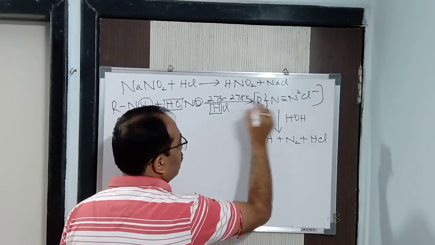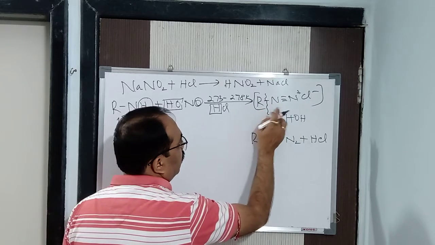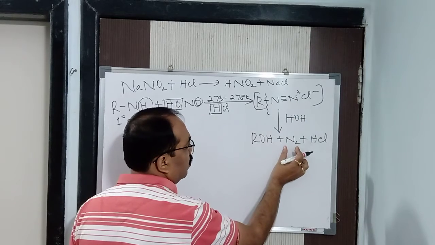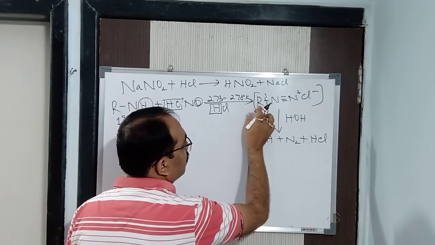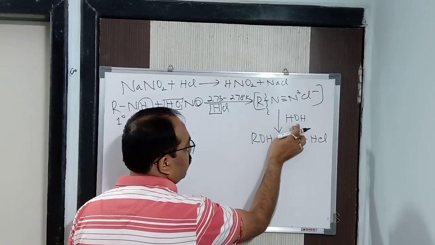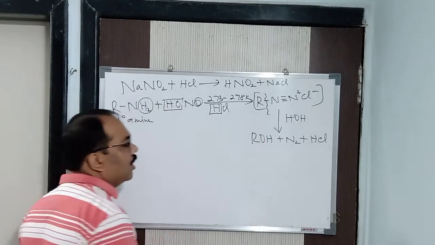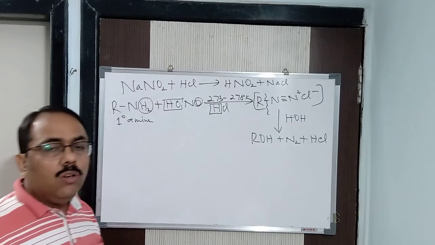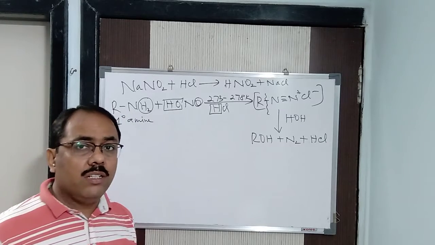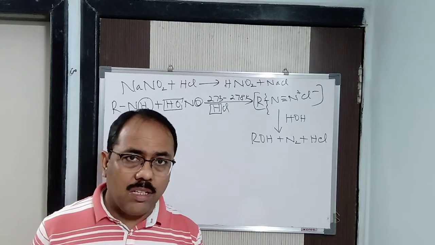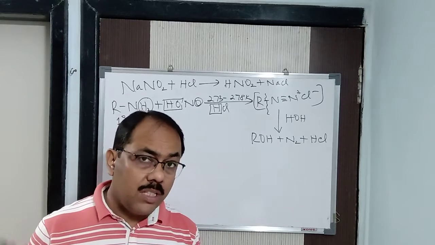Actually the cleavage takes place here. When the cleavage takes place, N2, nitrogen, is released. Then R plus reacts with OH minus to form ROH, and H plus goes with Cl minus to form HCl. Clear? So this particular reaction is a test for primary amines, because no other amines give nitrogen when they react with nitrous acid.